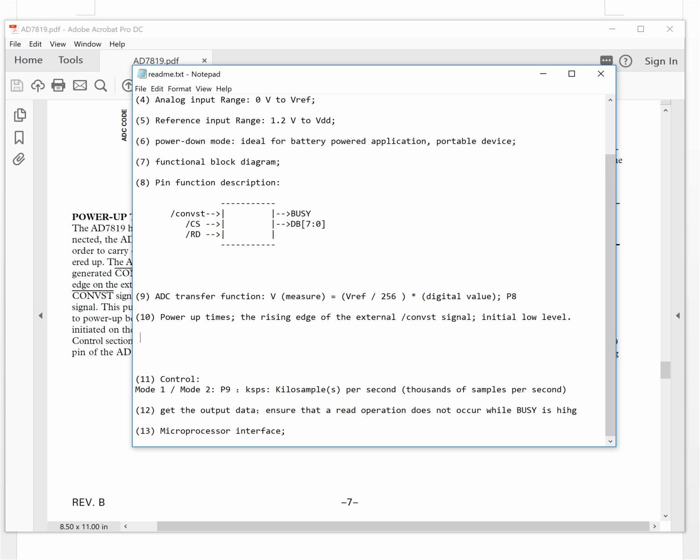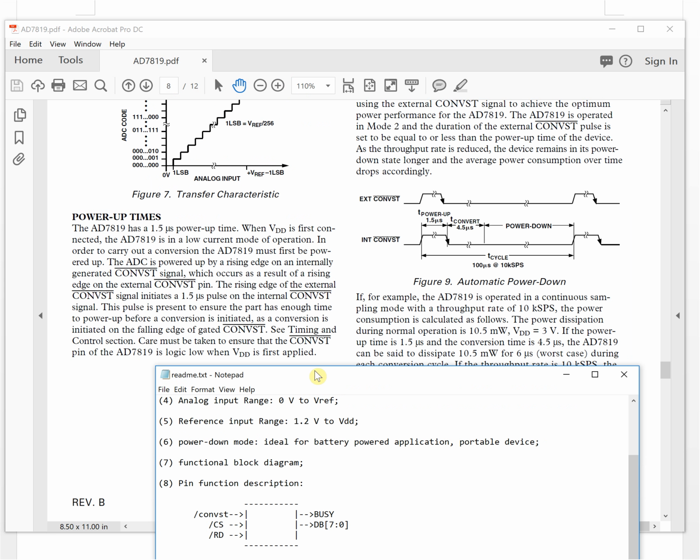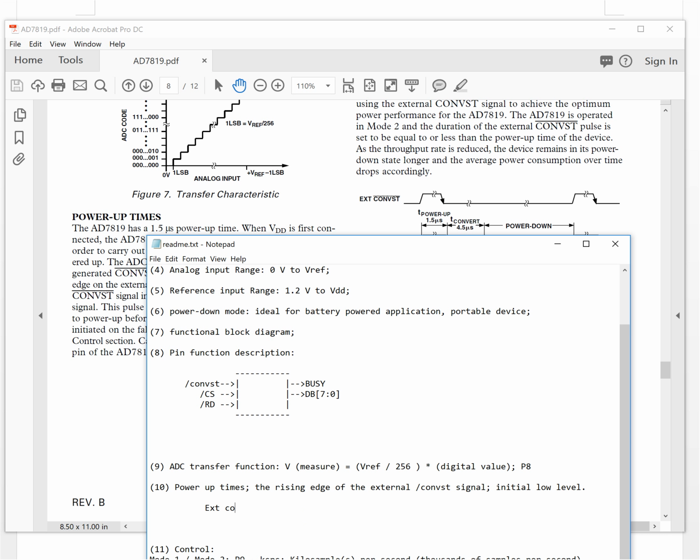And let's say this is external convert, this is external convert. Then this is internal convert. So let's take a look here.